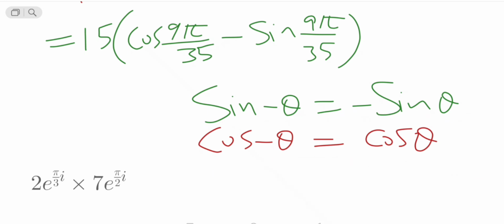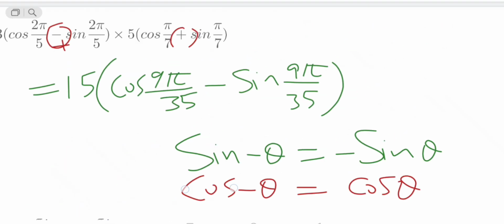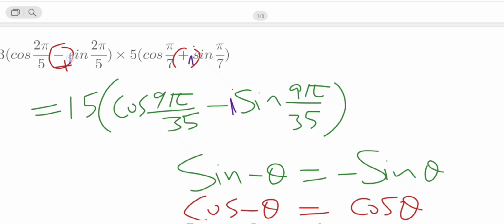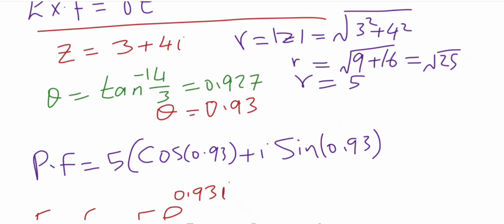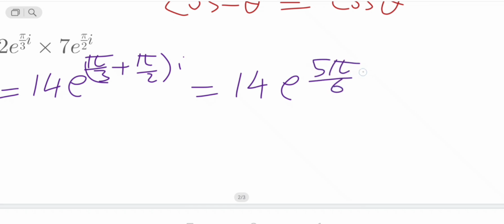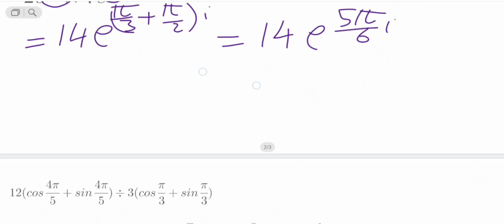Look at the next question. As I told you, if multiplying we keep the same, just 2 times 7 is 14, e power pi over 3 plus pi over 2 iota. One more thing, I didn't write here i, there is i, we have to write i even here. In polar form I think I wrote it, yes, it is written. So here i, now which is equal to 14 e power, when you add it, 5 pi over 6 i. This is our answer. If multiplying we will add the angles, if dividing we will subtract the angles.